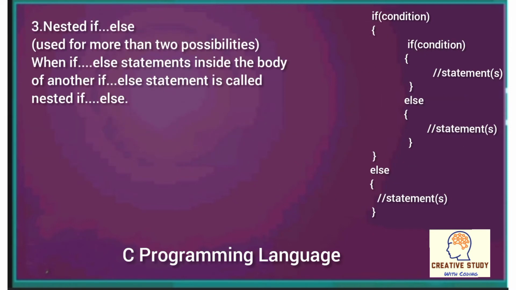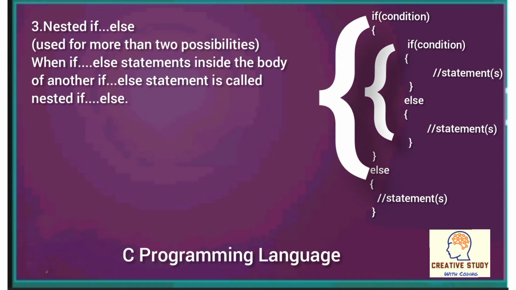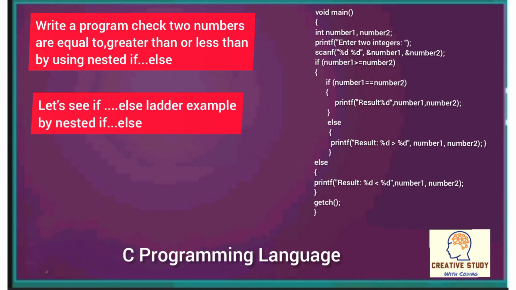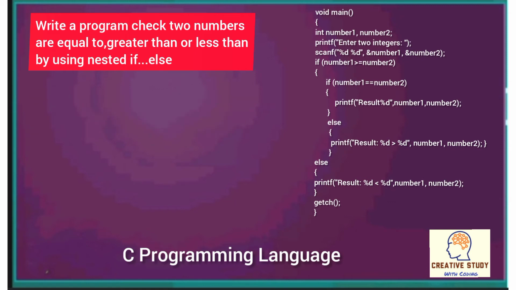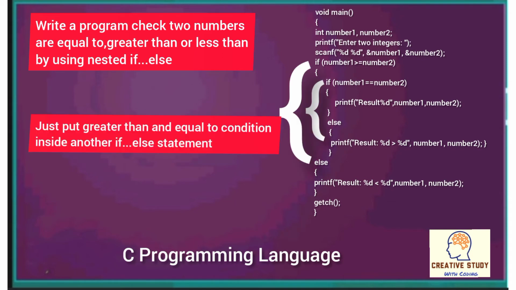Now nested if else, it is also used for more than two possibilities or more than two conditions. When if else statements are inside the body of another if else statement, it is termed nested if else. Let's see the if else ladder example by nested if else. It means write a program to check whether two numbers are equal to, greater than or less than by using nested if else. Just put the greater than and equal to conditions inside another if else statement.